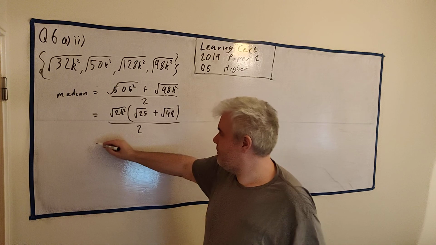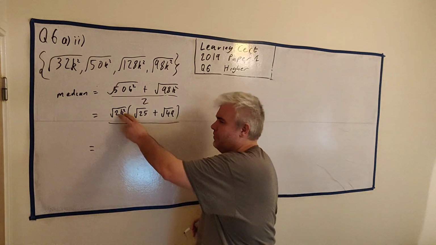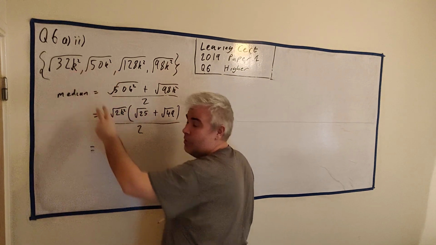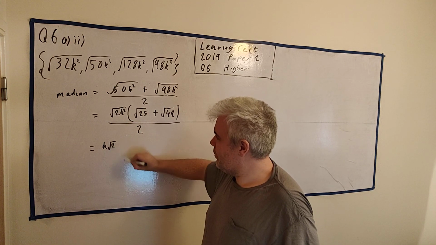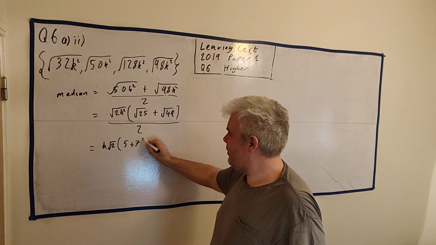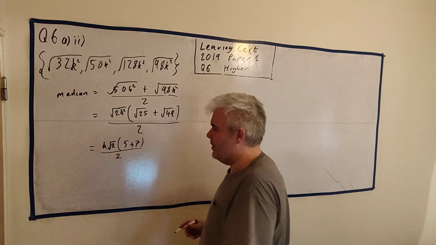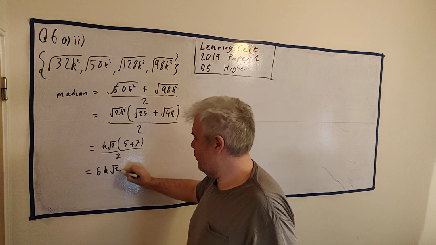So let's see what we've reduced this down to. Square root of 2k squared. Well, first of all, I could have done this at all points, by the way, square root of k squared is just k, multiplied by the square root of 2. Inside this bracket is 5 plus 7, divided by 2. So what's that? That's 12 divided by 2, which is equal to 6k square root of 2.